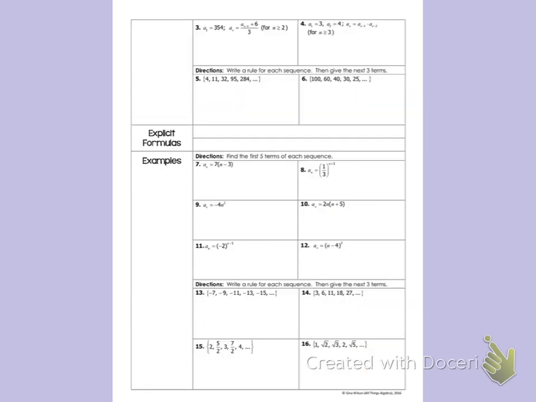So here's another recursive formula. They want us to generate the first 5 terms, and they want us to find that for n greater than or equal to 2. In other words, they want us to find the second term, the third term, the fourth term, and so on, because they already gave us the first term, which is 354.